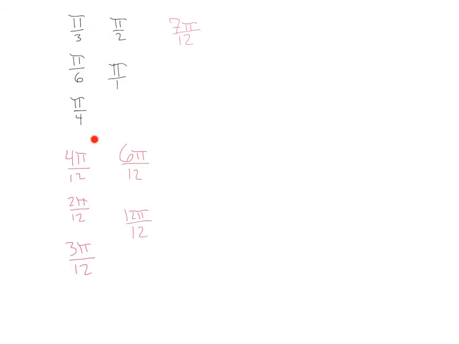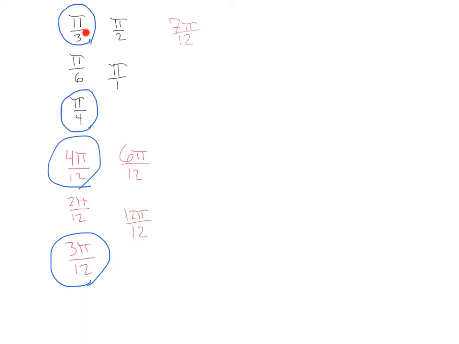Alright, I rewrote each of these with a common denominator of 12. Now, let's see if it's a little easier to find what adds to 7 pi over 12. Well, I've got 4 pi over 12 plus 3 pi over 12. That'll give me 7 pi over 12. Perfect. So if you think about them in this way, we know that that corresponds with the pi over 3 and the pi over 4, and these are the two angles that I want to add.